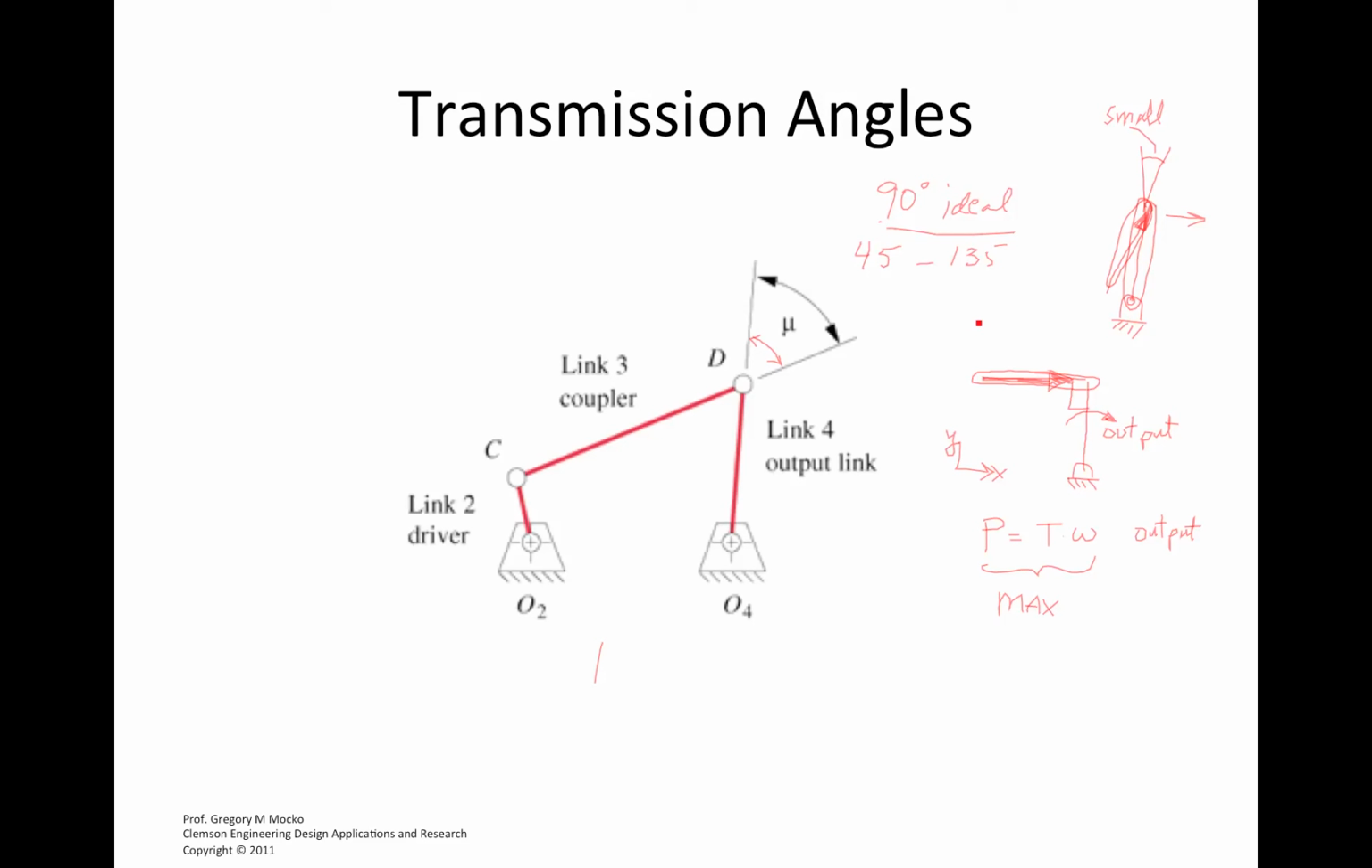If you go back to ME3010, then you realize at this point the sines and cosines begin to work against you, and you end up with components of the force pulling or pushing along this output link as opposed to rotating the output link. So that's transmission angle. Transmission angle is a measure of goodness of the output power.